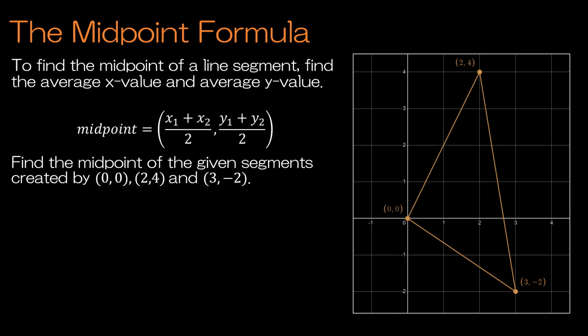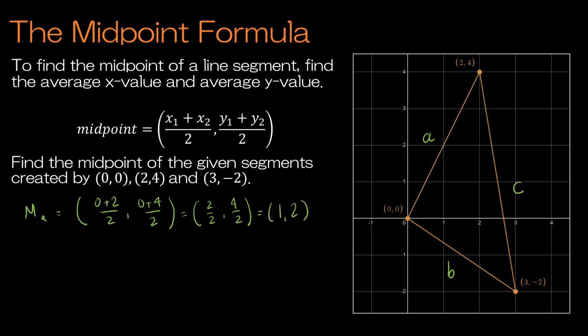So let's find the midpoint of the given segments. Again, we can call these A, B, and C just so that we are clear which one we're talking about. If I'm trying to find the midpoint of A, I'm going to average the x values, which is 0 plus 2 divided by 2, and average the y values, which is 0 plus 4 divided by 2. So essentially I get 2 halves, 4 halves, which of course is just 1 comma 2. If I plot the point 1 on the x value, 2 on the y value, that does appear to be the midpoint of the line segment.